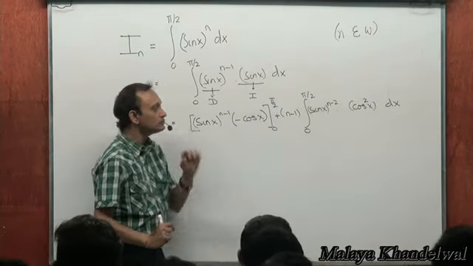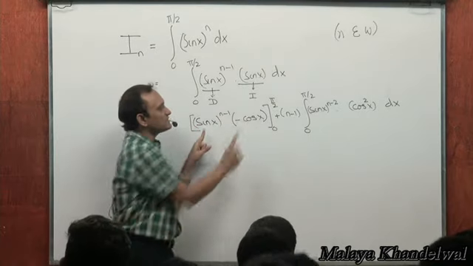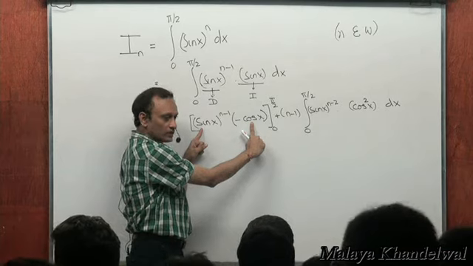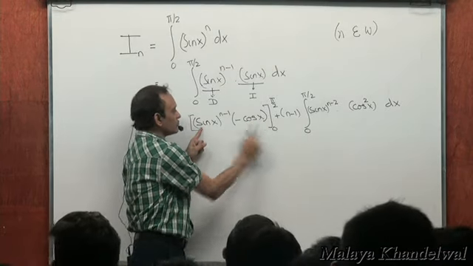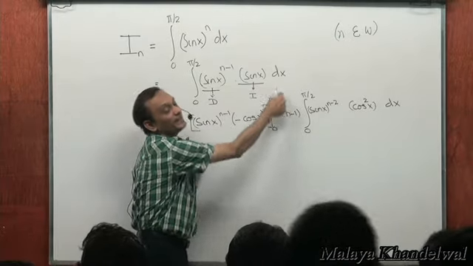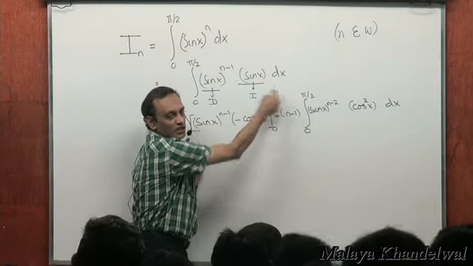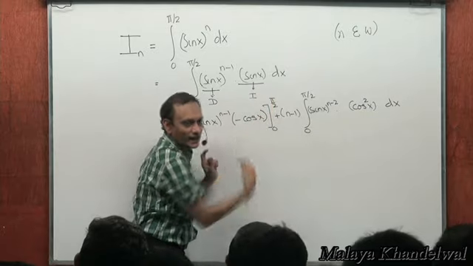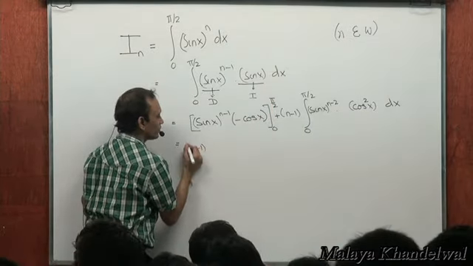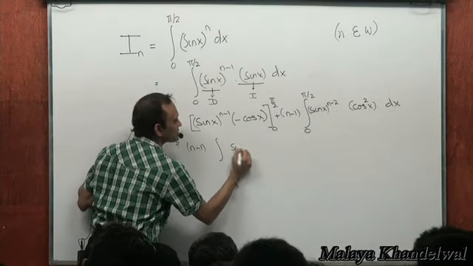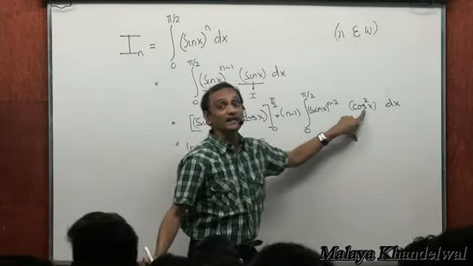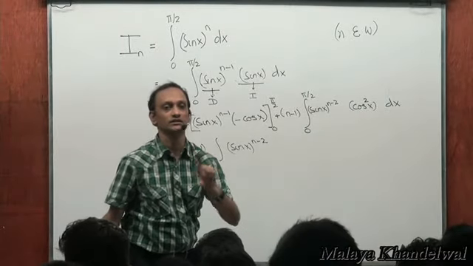Now, look at this. At x equal to pi by 2, this will become 0. Cos 90, so this whole thing becomes 0. At x equal to 0, this will become 0. So the first part is 0 anyways. This one turns out to be 0 when I supply the limits, right? The second part is n minus 1 integral sine x to the power n minus 2, and this cos squared x I can write as 1 minus sine squared x.